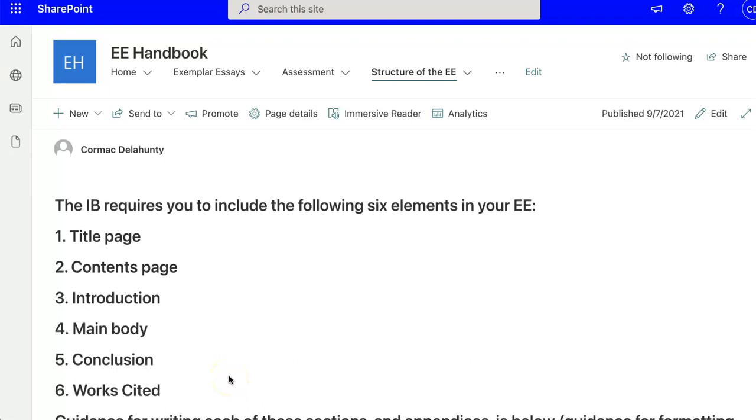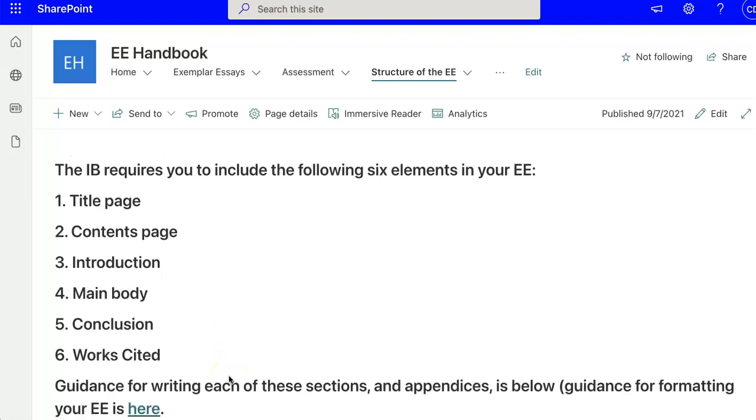Now, depending on what referencing system you're using, you may call this a bibliography. Now, in my school, we use the MLA referencing system, so we refer to a works cited. Now, I'm going to go through each of these sections and hopefully give some useful advice.